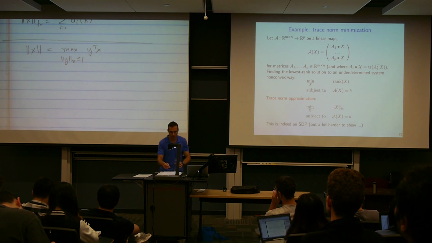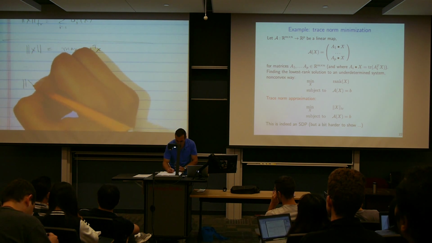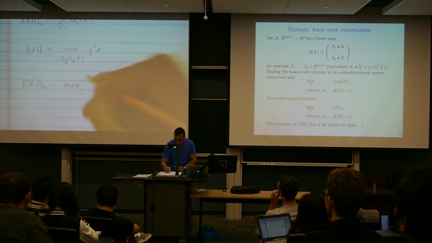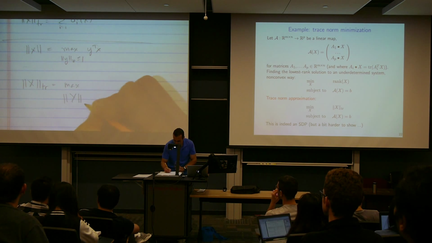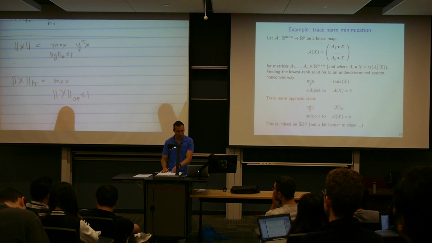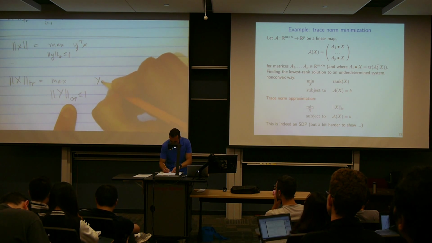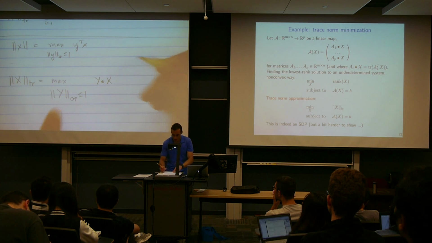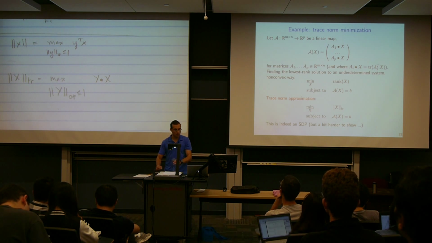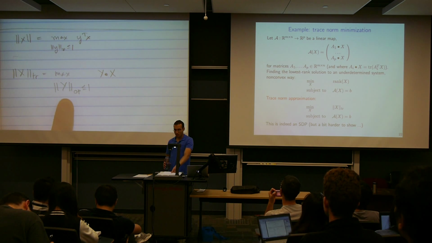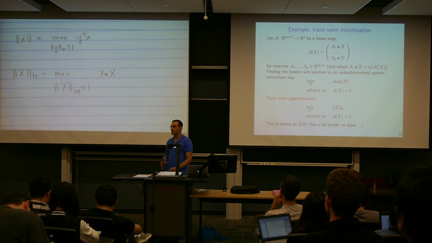We would just use this. The trace norm of x is the maximum over all y that have operator norm less than or equal to 1. So this means that the largest singular value of y is less than or equal to 1, of y dot x. We would introduce this variable, and then we would rewrite the constraint on y having operator norm less than or equal to 1 in terms of a semi-definite constraint.